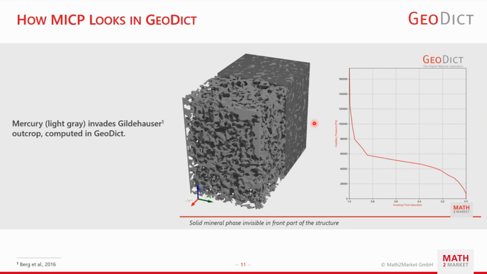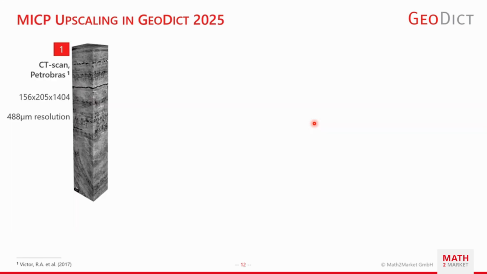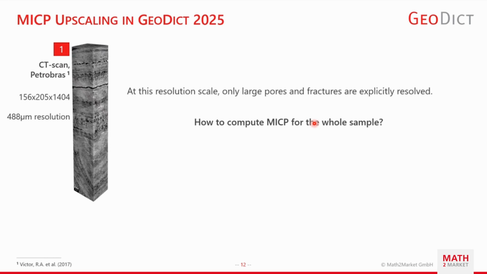So this can be done when you have your pores resolved with the image, or at least resolved down to a certain pore throat size. But oftentimes you may have larger scans where you don't have the explicit resolution of finer pores that highly affect the MICP in your sample. And for that, it may be impossible to directly predict the MICP curves.